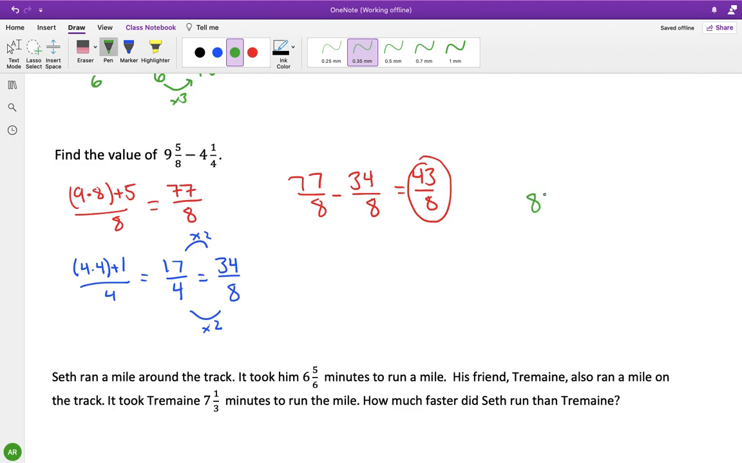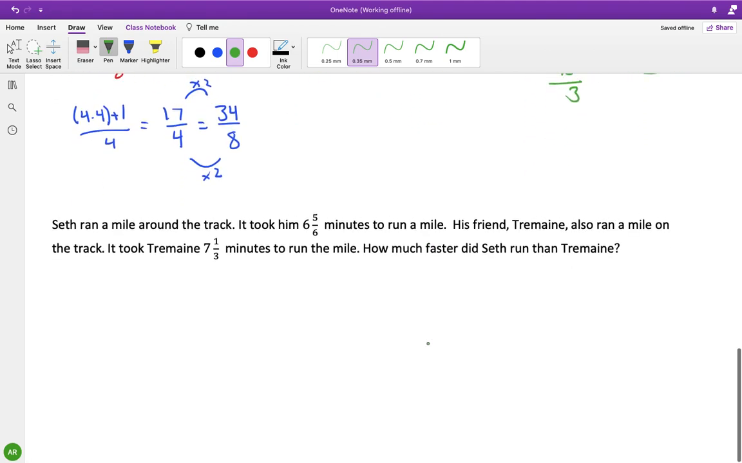So 8 goes on the outside of the house, 43 on the inside. I know 5 times, so this is going to be 5. 5 times 8 is 40. I have 3 left over, so 5 and 3 eighths. Both of these are perfectly viable answers. It just depends on your application.